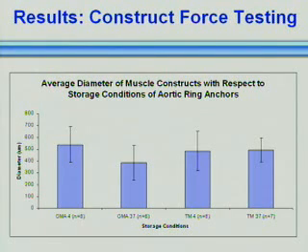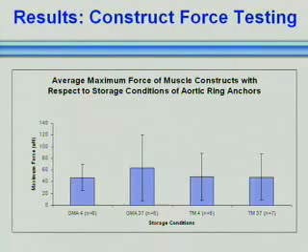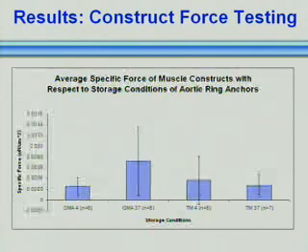The constructs were force tested, but before that, the diameter was recorded, and they had basically the same diameter across the board. The one stored at 37 degrees in GMA had a little bit lower diameter. Then the average maximum force was recorded, and again, there was not a significant difference between the 4 groups.